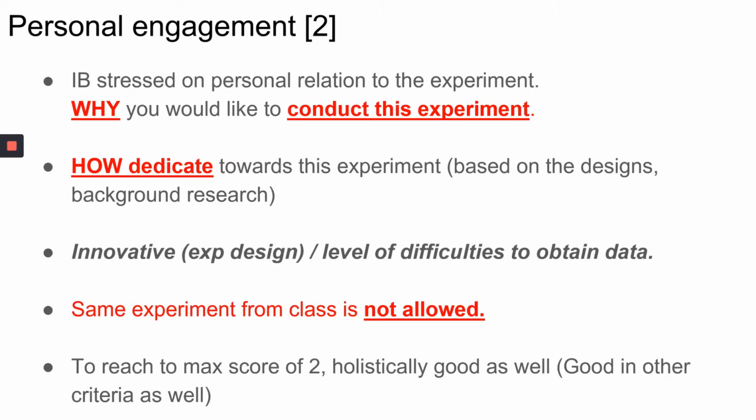Personal engagement actually takes up about 2 points, and this criterion is judged quite holistically. One thing the examiner is looking for is why you would like to conduct this experiment. Usually this adds to the context as to why you want to do it. For example, people say they're interested in microbiology, and then the reason why they are interested, such as some personal experience towards it.